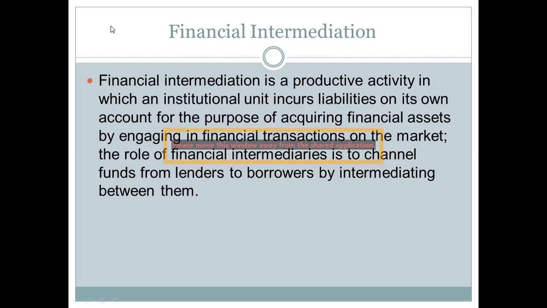The role of financial intermediaries is to channel funds from lenders to borrowers by intermediating between them.